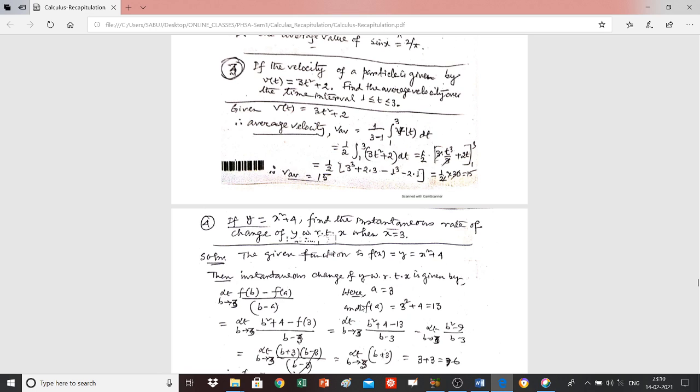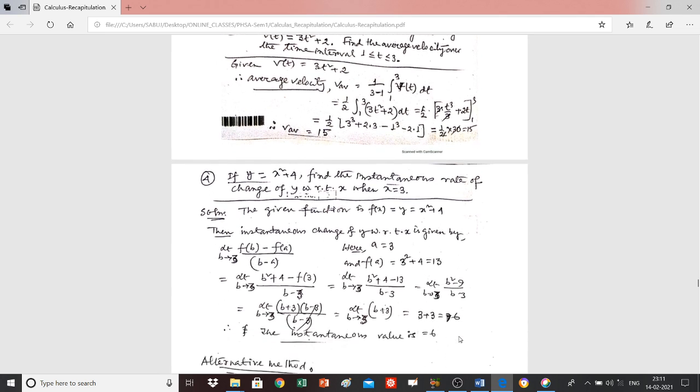So here a is 3, then in this expression you have to use the value a equal to 3. So f(a) is equal to 3 square plus 4, that is 13. So this f(a) is now 13. So limit b tends to 3, and you know from this relation that y is equal to x square plus 4, that means f(b) will be b square plus 4, minus f(3), that is equal to limit b tends to 3, then b square plus 4 minus 13 by b minus 3, and this has the form b square minus 9 by b minus 3.